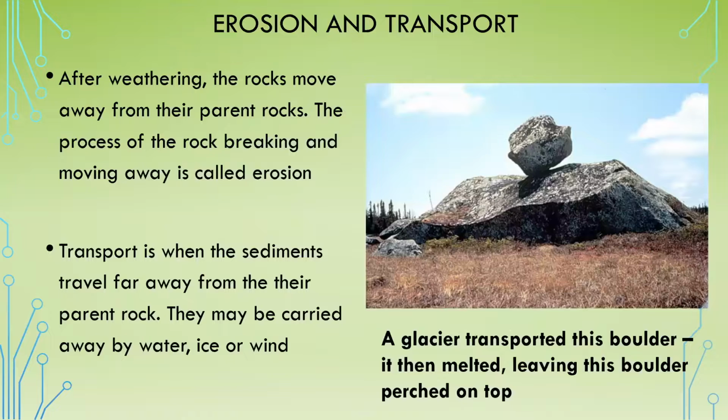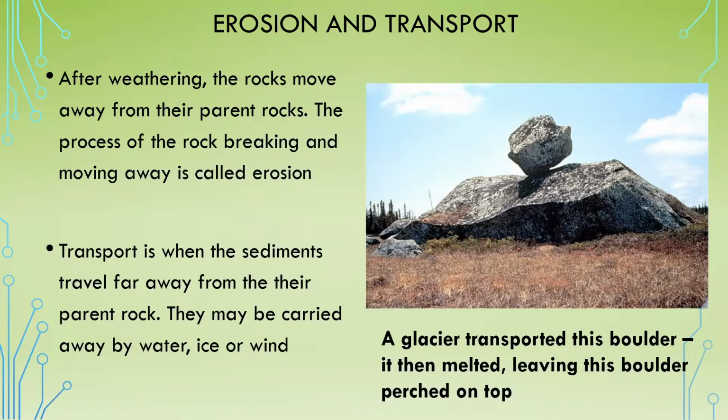So erosion and transport. I like this picture of the boulder just sitting there, it looks like at any moment it's going to fall down. After weathering, the bits of rock move away from their parent rocks. The process of rock breaking and moving away is called erosion. So that's erosion, when it gets broken away. Transport is when sediments travel far away from the parent rock. They may be carried away by water, ice, or wind.